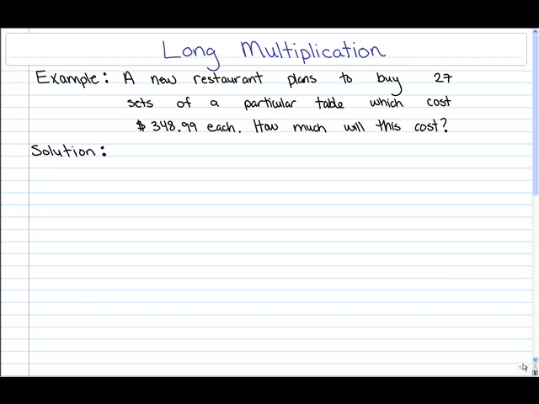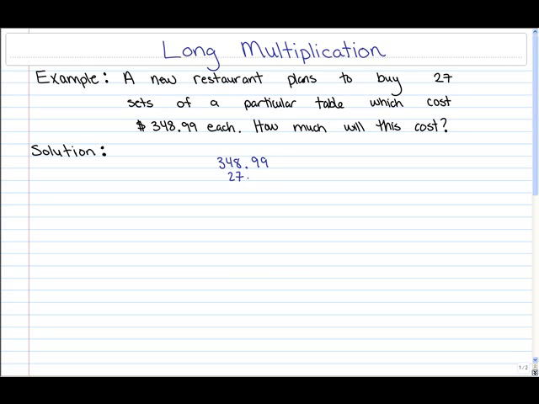So if a new restaurant plans to buy 27 sets of this table, and each table will cost $348.99, all we need to do is multiply 348.99 times 27. The larger number will be our multiplicand, that would be the 348.99. The smaller number, 27, will be our multiplier, but you need to align the significant digits. The 27 would be aligned right here.